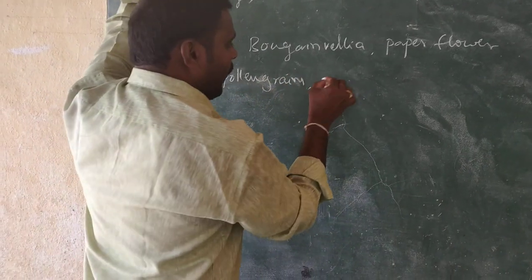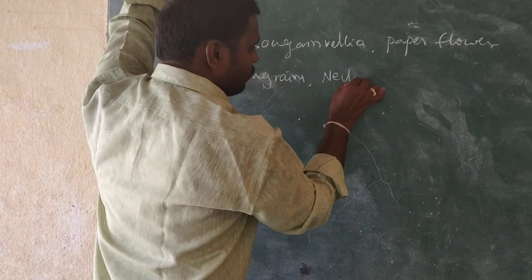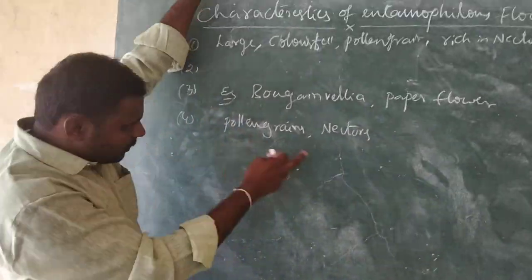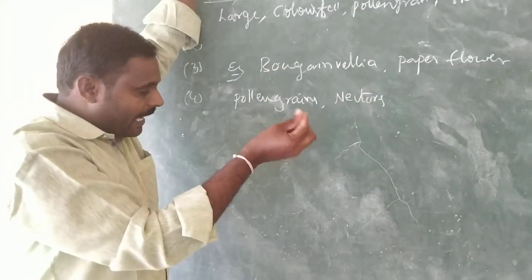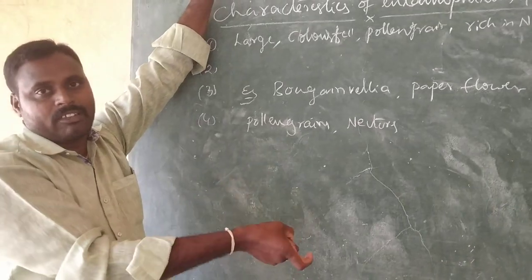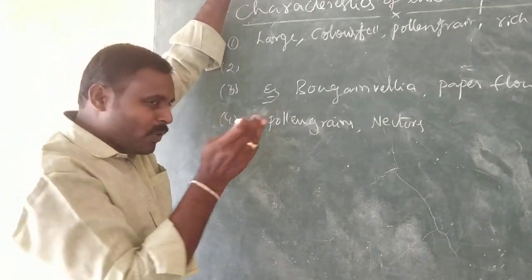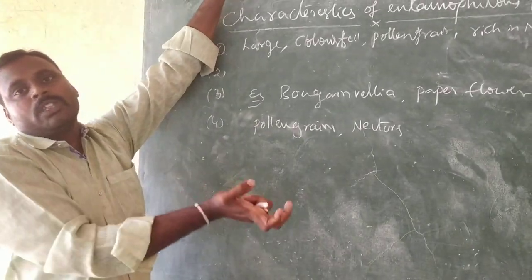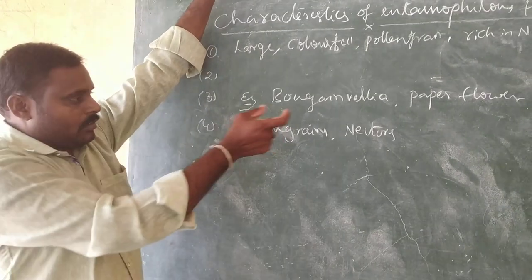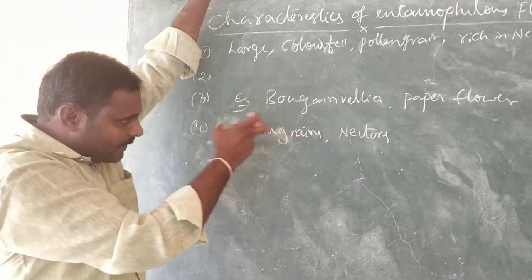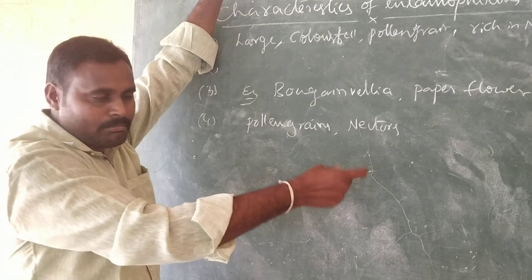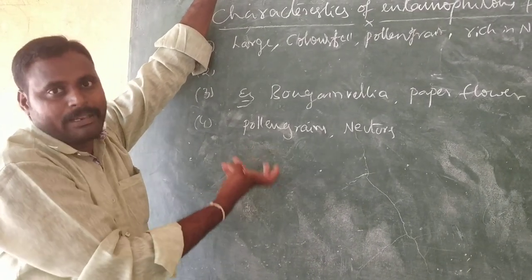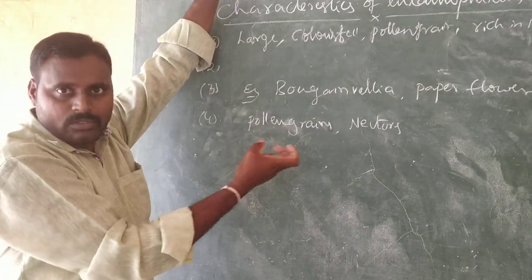Pollen grains and nectar. Because of these two things, pollinating agents visit the flowers frequently. Right now, sir, what is the benefit to the flowers here? The pollinating agents collect pollen grains and the nectar. But what is the use to those flowers?